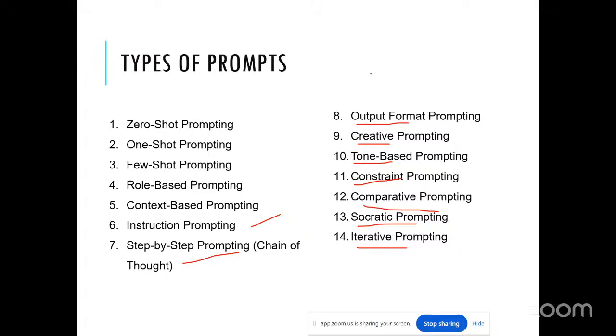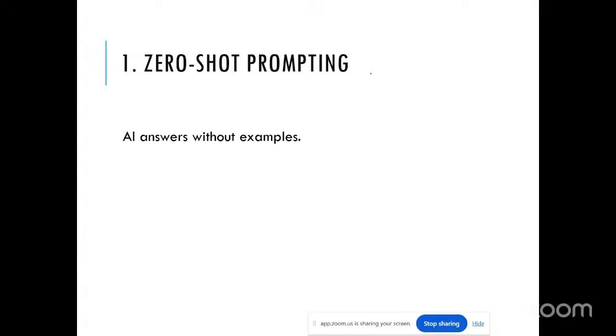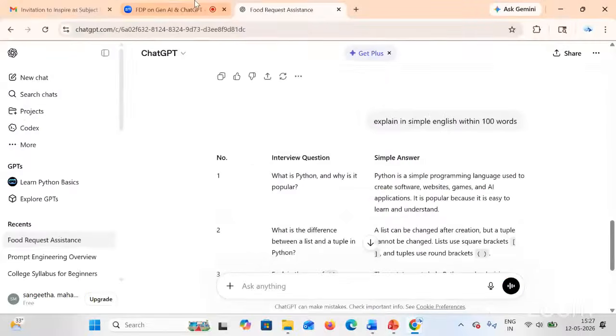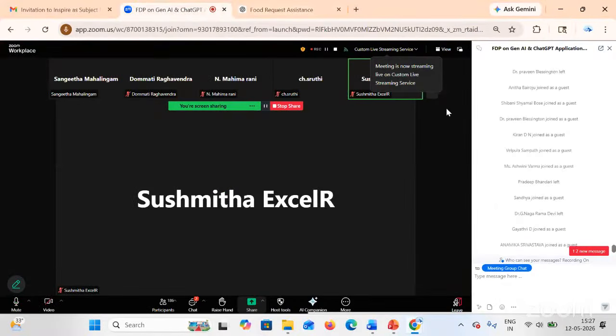Okay, the first prompt we are going to see is zero shot prompting. The AI answers without examples. If you are asking something, it is going to just define what it is, without example. Let us see the example. Explain cloud computing. Just try this prompt.